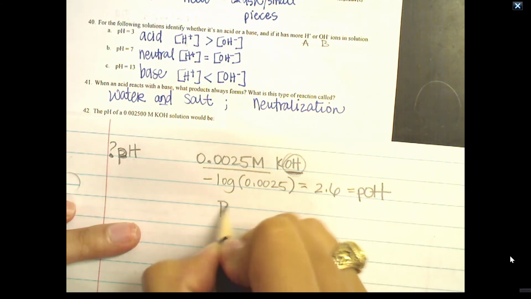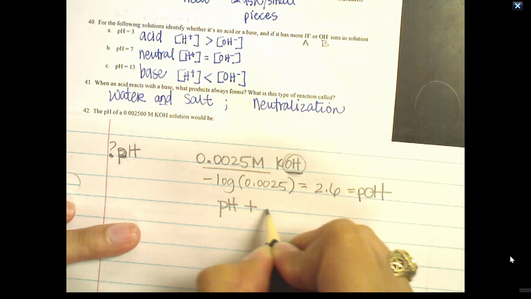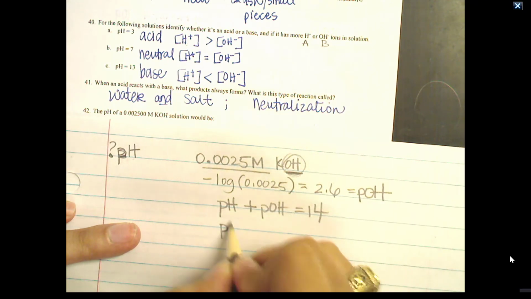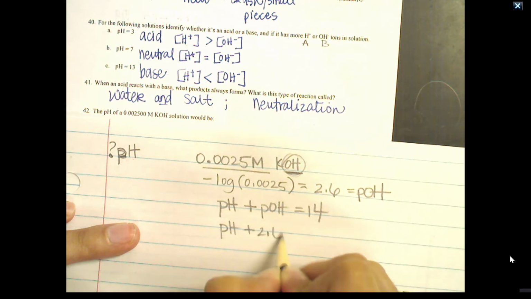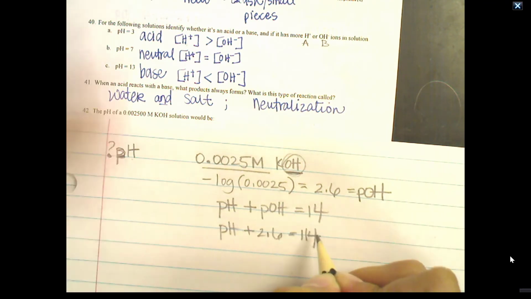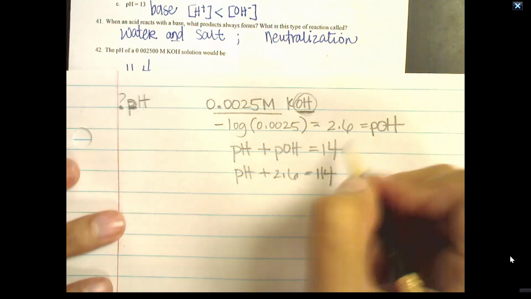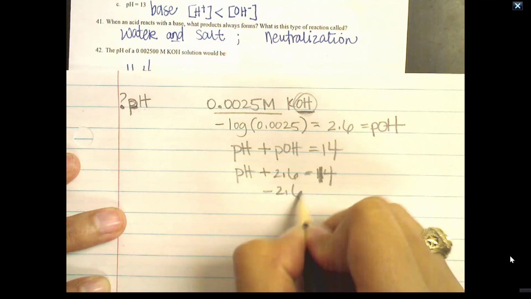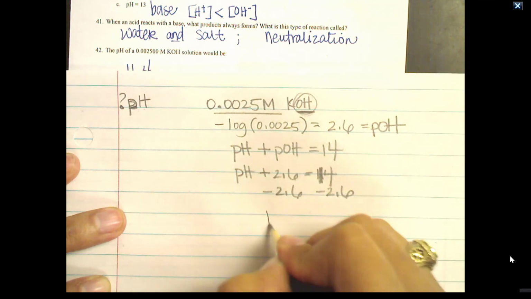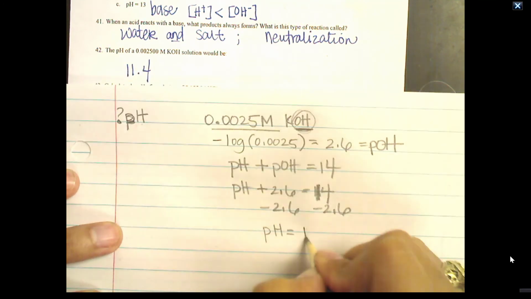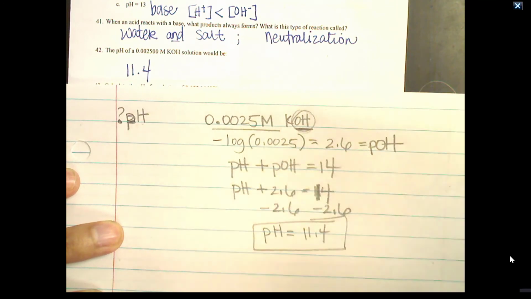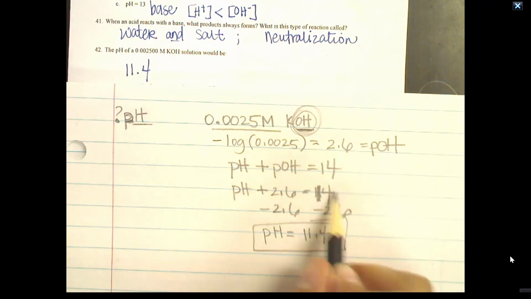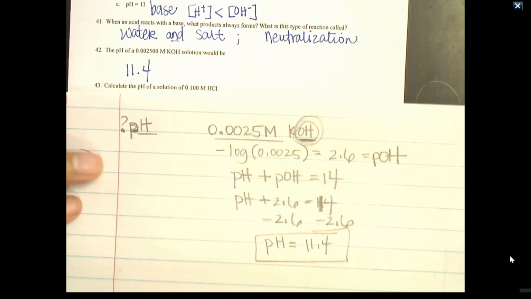So we know that pH, which is what we're actually looking for, plus the pOH is always equal to 14. So pH plus 2.6 equals 14. We can subtract: 14 minus 2.6, the pH is equal to 11.4. So notice when they're not the same, I have OH and I want pH, they're opposites, I have to do 14 minus my answer.